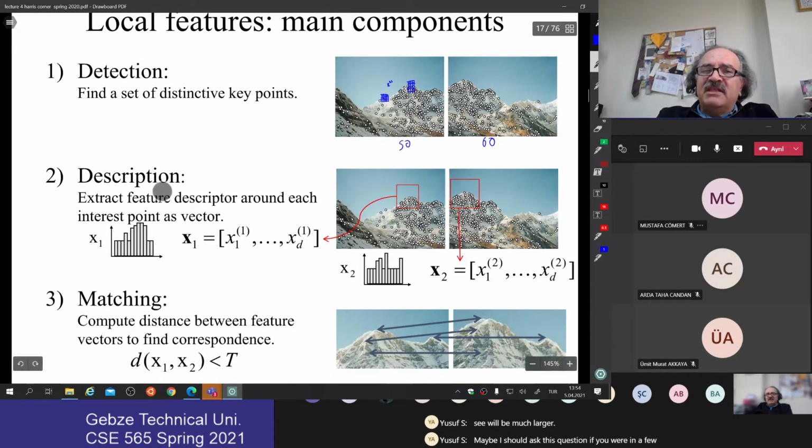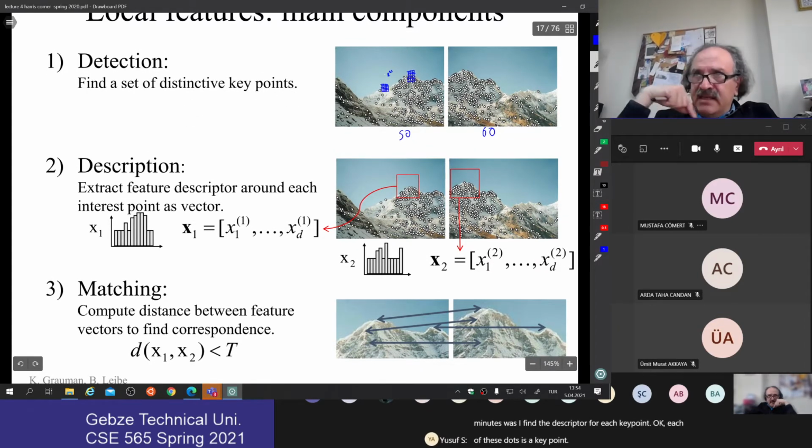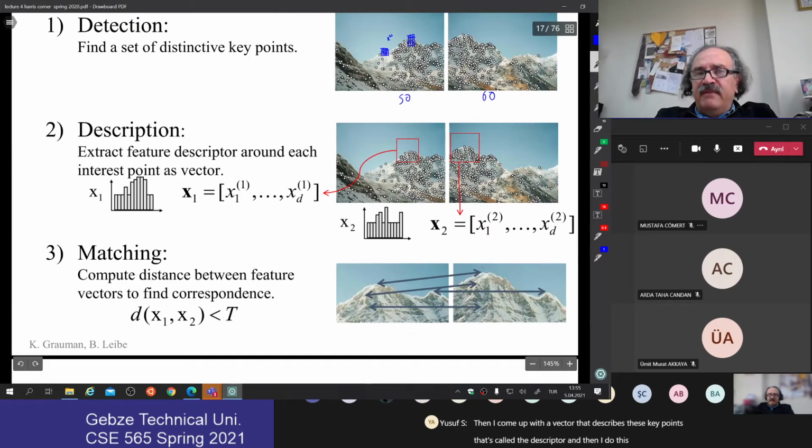Once I find the descriptor for each key point, each of these dots is a key point, a distinctive point that I can detect, then I come up with a vector that describes these key points. That's called a descriptor. And then I do this matching. For each point, I have a vector of size 25. So what do I do? I take the difference between these two vectors. How do you take the difference between vectors? It could be absolute difference or it could be the Euclidean distance, right?